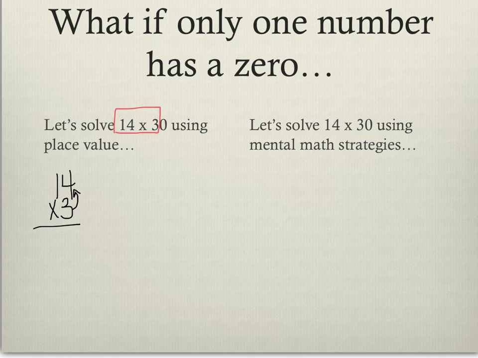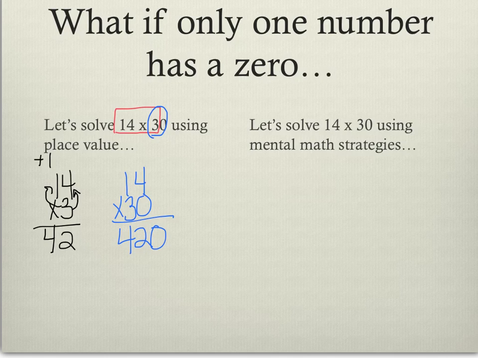4 times 3 is 12. 3 times 1 is 3, plus 1 is 4. So 14 times 3 is 42. But since my problem was not 14 times 3, but instead 14 times 30, I'm going to add the 0 into my answer, telling me that 14 times 30 would be 420.